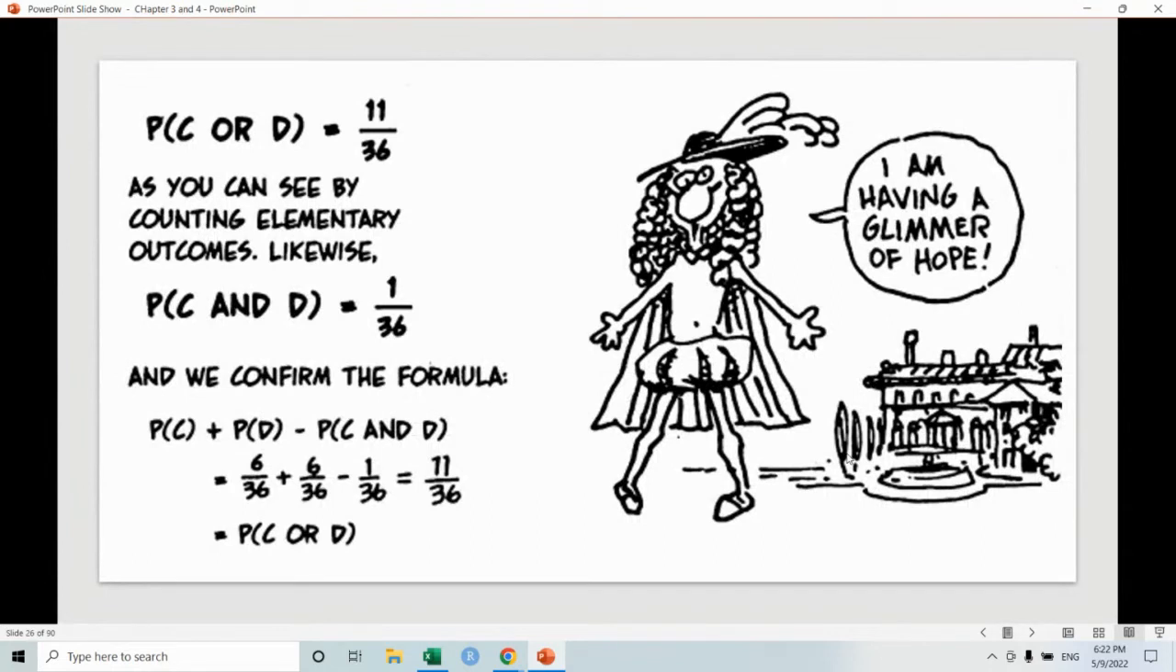So the probability of C or D equals 11 over 36, as you can see by counting elementary outcomes. Likewise, the probability of C and D was 1 out of 36, which was when you rolled snake eyes, or both 1s. So we can confirm the formula by putting all the probabilities in. We have 6 out of 36 plus 6 out of 36, the bottom row and the right column, minus 1 out of 36, the one instance of snake eyes, two 1s. So it would be 12 out of 36 minus 1, which gives us 11 out of 36. That's how we find the probability of C or D.